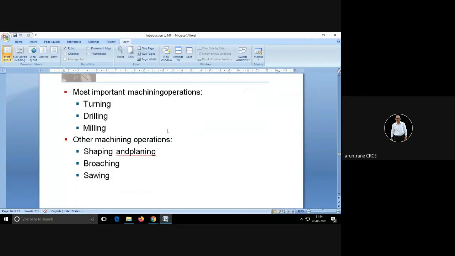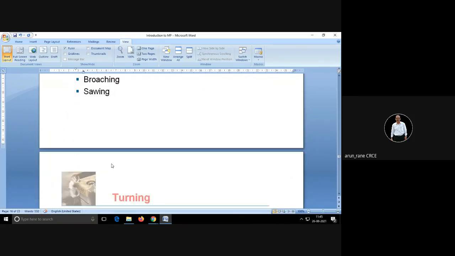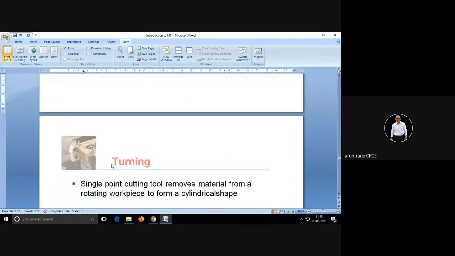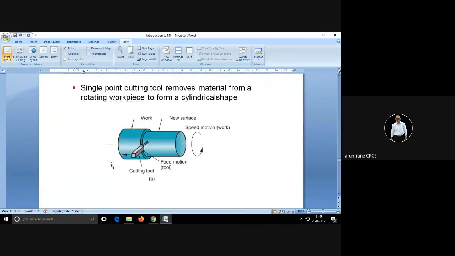So the most important machining operations are turning, then drilling and milling. And there are other machining operations like shaping and planing, then broaching and sawing. Sawing means what we cut with a hacksaw, that is what is called as the sawing.